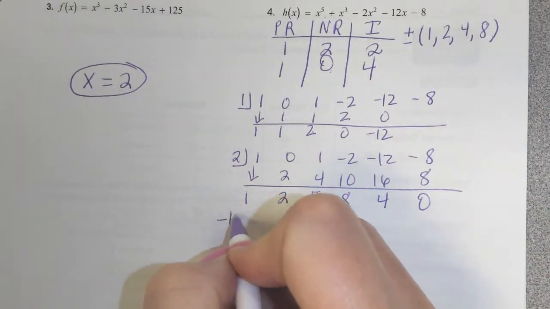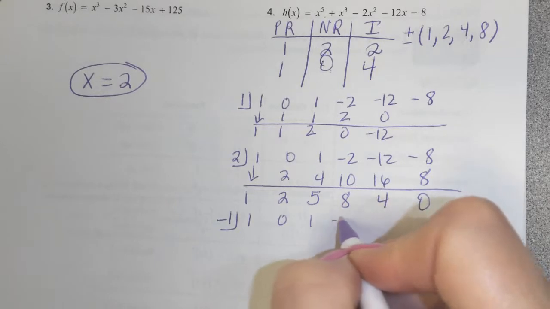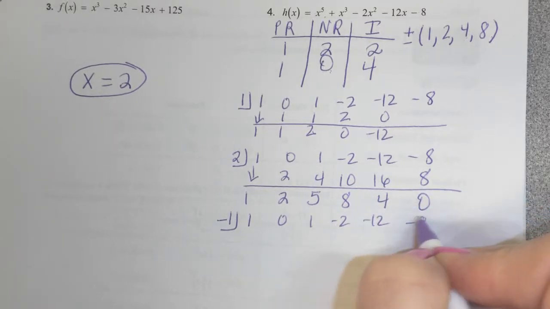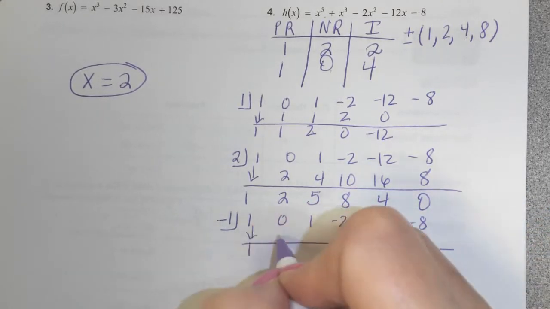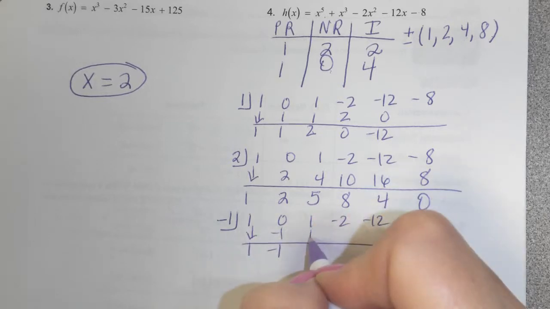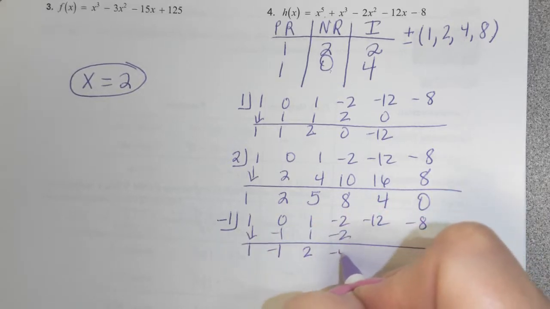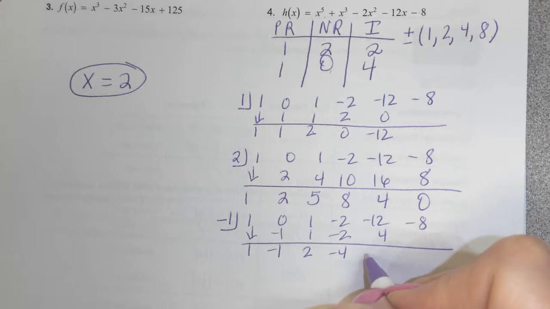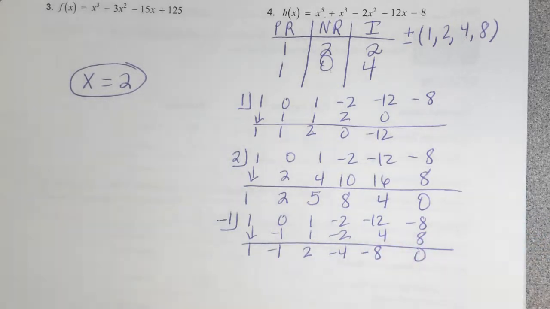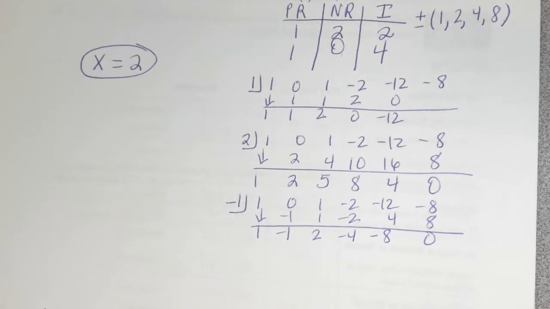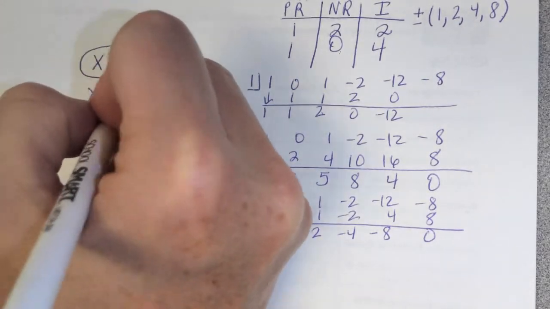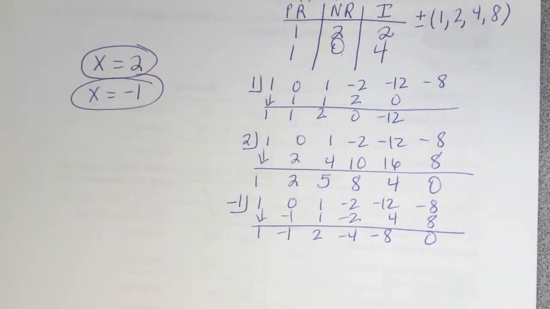Let's check -1. You can just watch. You don't even have to write this down unless you want to. Oh, good. That worked. Okay, so -1 worked. So now I'm up to 2 zeros, getting closer.